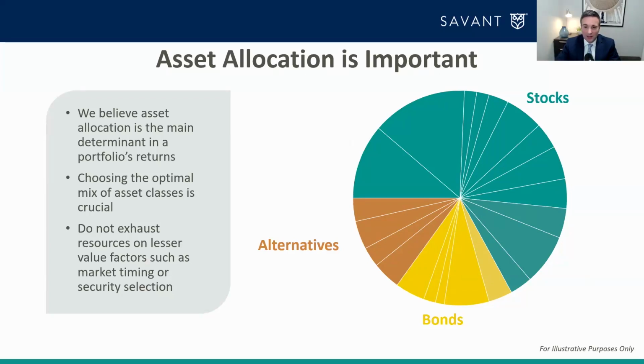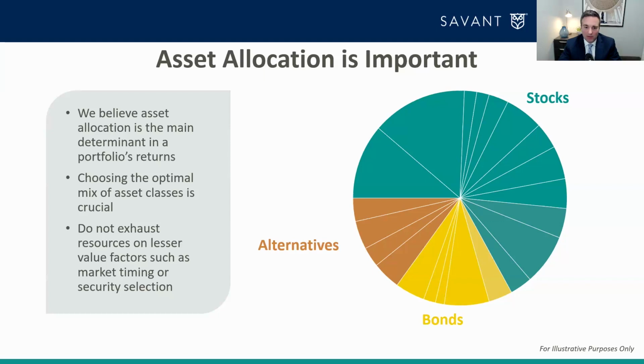How does this inheritance that I just received impact my investment strategy? Should I make any changes? I think it's important just to cover some fundamentals. What is your asset allocation? Understanding what your investment strategy is under the hood. Your asset allocation at a high level is just the mix of different asset classes you own.